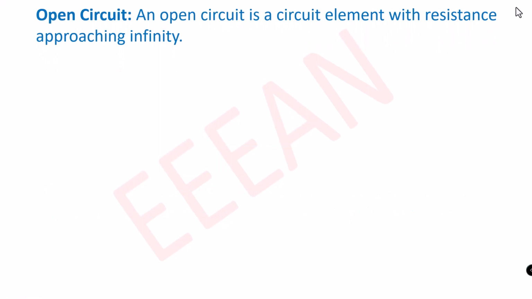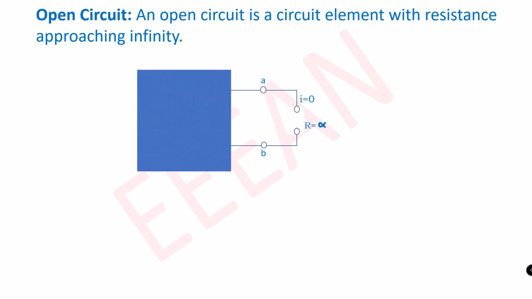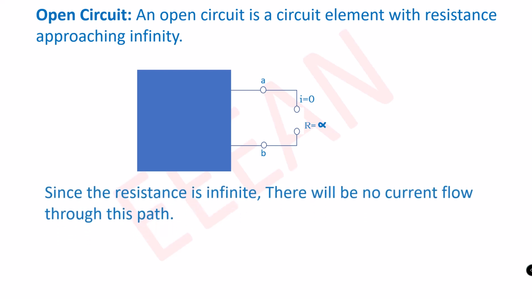And then, what is open circuit? An open circuit is a circuit element with resistance approaching infinity. And when the resistance is infinite, there is no current flow through the path, I equals 0, that is R equals infinity.